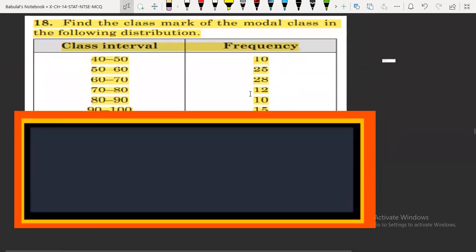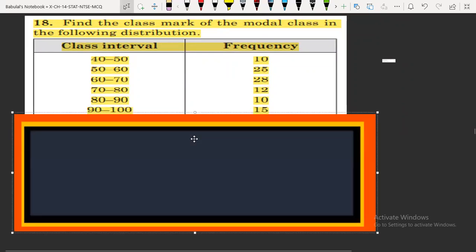Right? And now we come to the next question. That is, find the class mark of the modal class in the following. I think we already have done this. We can do it again.